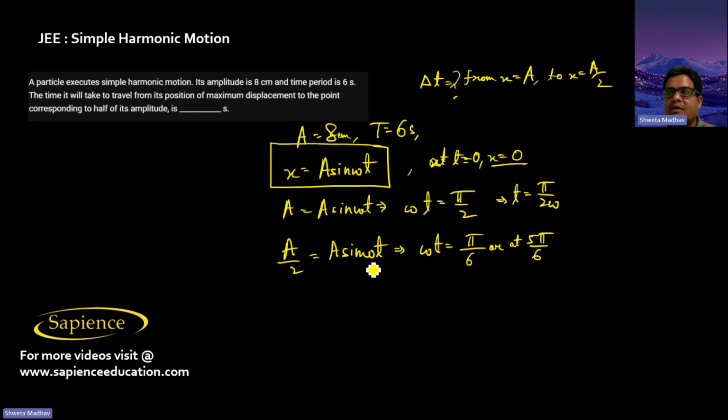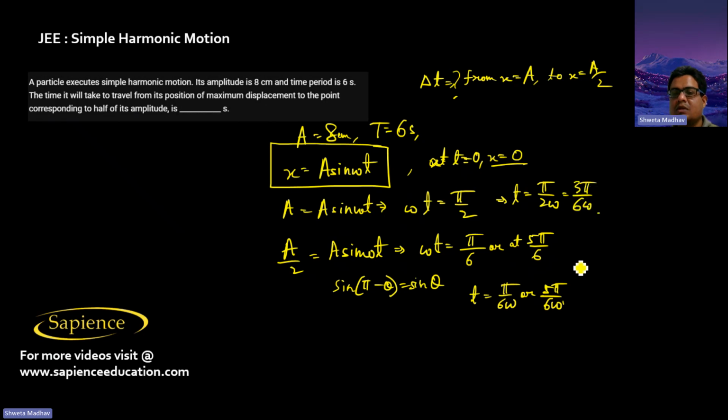Sine of (pi minus pi by 6) is the same as sine pi by 6, since sine of (pi minus theta) is the same as sine theta only. So we know that t can be either pi by 6 omega or it can be 5 pi by 6 omega. Now this t is obviously 3 pi by 6 omega. So pi by 6 omega we can't have, only 5 pi by 6 omega we should have. Why?